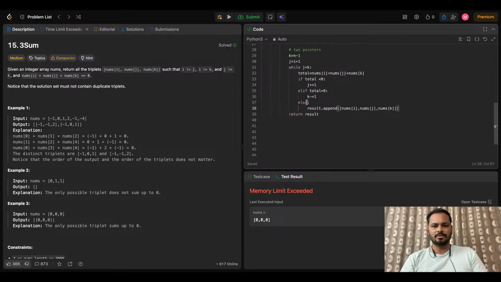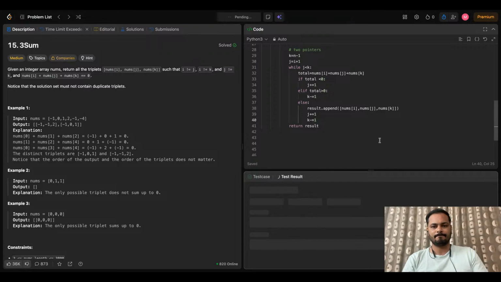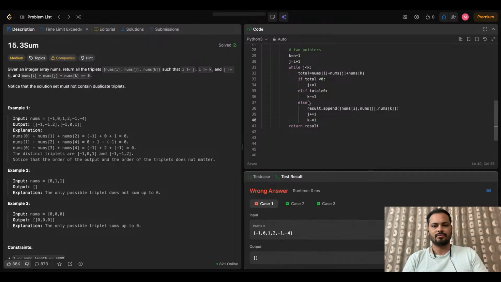So after this, if the total is equal to 0, then it will append the numbers, and after appending it will do both, j plus equals 1 and k minus equals 1. Then again it will go to this while loop.